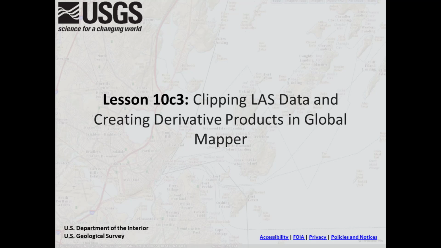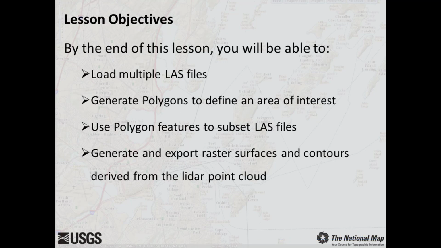If necessary, please review Lesson 10C1 for guidance with importing LAS files, filtering and visualizing LiDAR point clouds in Global Mapper. By the end of this lesson, you will be able to load multiple LAS files, define and use polygon area of interest to subset LAS files, and generate and export raster surfaces and contours derived from the LiDAR point cloud. In this tutorial, we are using uncompressed LAS data, but the National Map also offers compressed LAS data, which is compatible with Global Mapper as well.